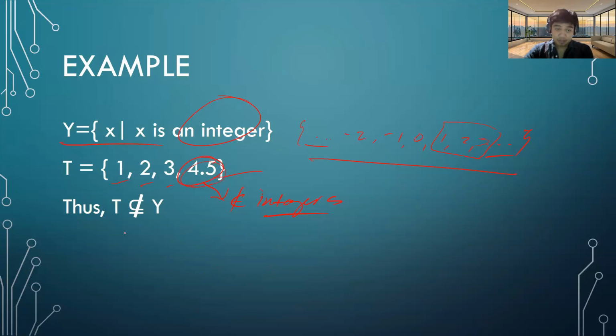So we can easily say that set T is not a subset of Y, because there is a particular element na nandoon sa set T na wala naman doon sa set Y. So, basta mayroong kahit isa lang na hindi kasama doon sa isang set, ibig sabihin nun, hindi siya subset ng isang set na pinagre-referan natin.